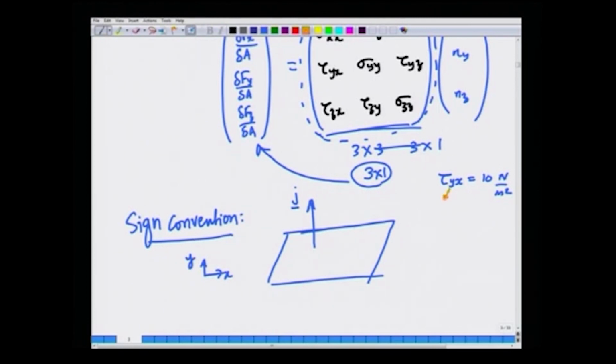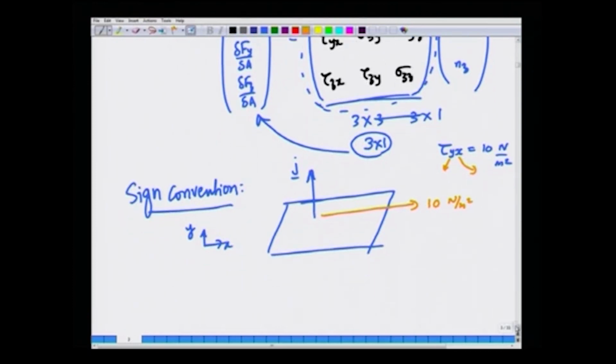So, y represents in our convention the direction of the unit normal. So, that is in the plus j direction, x tells you the direction of the force. So, if tau y x is positive, then the force of 10 Newton per meter squared, force per unit area, acts in the plus x direction on a surface whose unit normal is in the plus y direction. So, if the stress tensor component is positive, that means that both the direction of the unit normal and the direction of the force are positive.